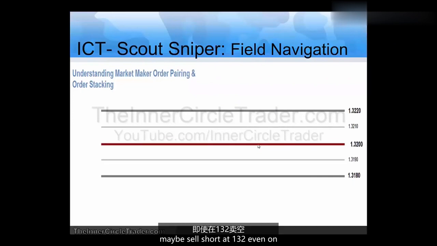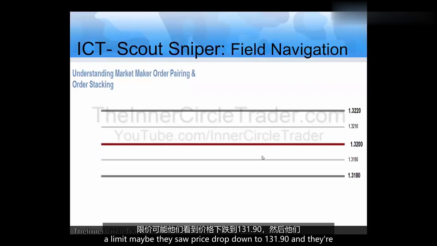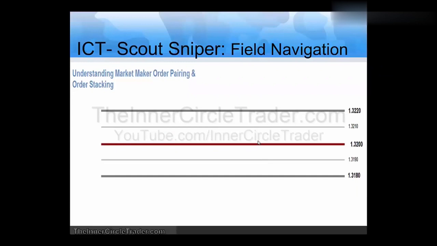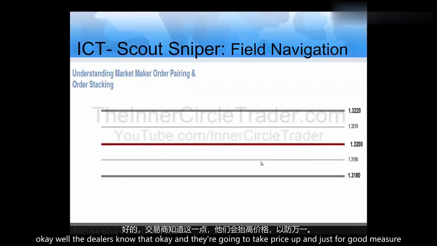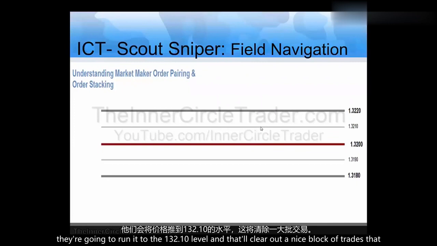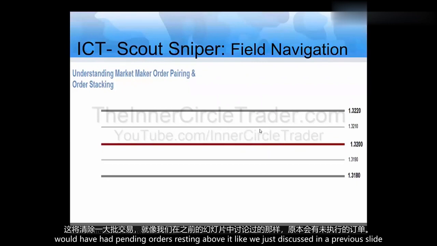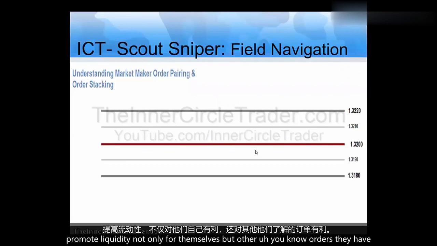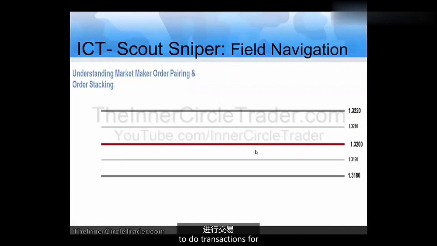Maybe they sell short at 132 even on a limit, and maybe they saw price drop down to 131.90 and they're salivating because they think it's going to go to 130. So they put their stop loss at 132.03. Well, the dealers know that, and they're going to take price up, and just for good measure, they're going to run it to the 132.10 level, and that'll clear out a nice block of trades that would have had pending orders resting above it, like we just discussed in the previous slide, and allow them to promote liquidity, not only for themselves but for other orders they have to do transactions for.